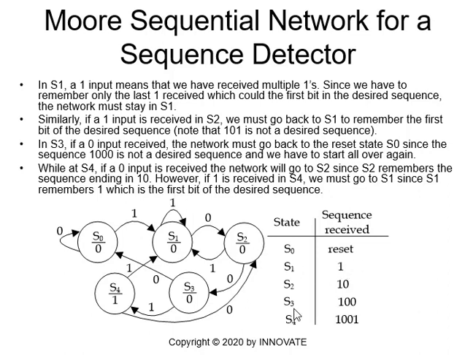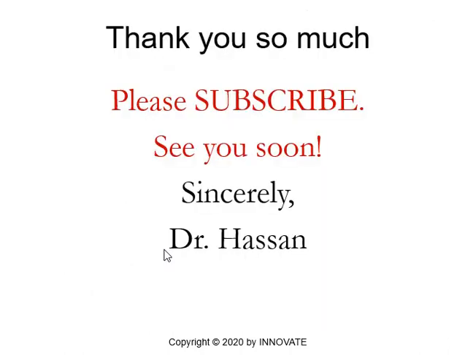So see how the table is very useful? Again, if I am in S4, if a 0 is received, I will go to S2 because S2 remembers 1, 0. If a 1 is received, I will go to S1 because S1 remembers 1, which is the first bit of the desired sequence. Actually, with this, we finish the derivation of the state graph.